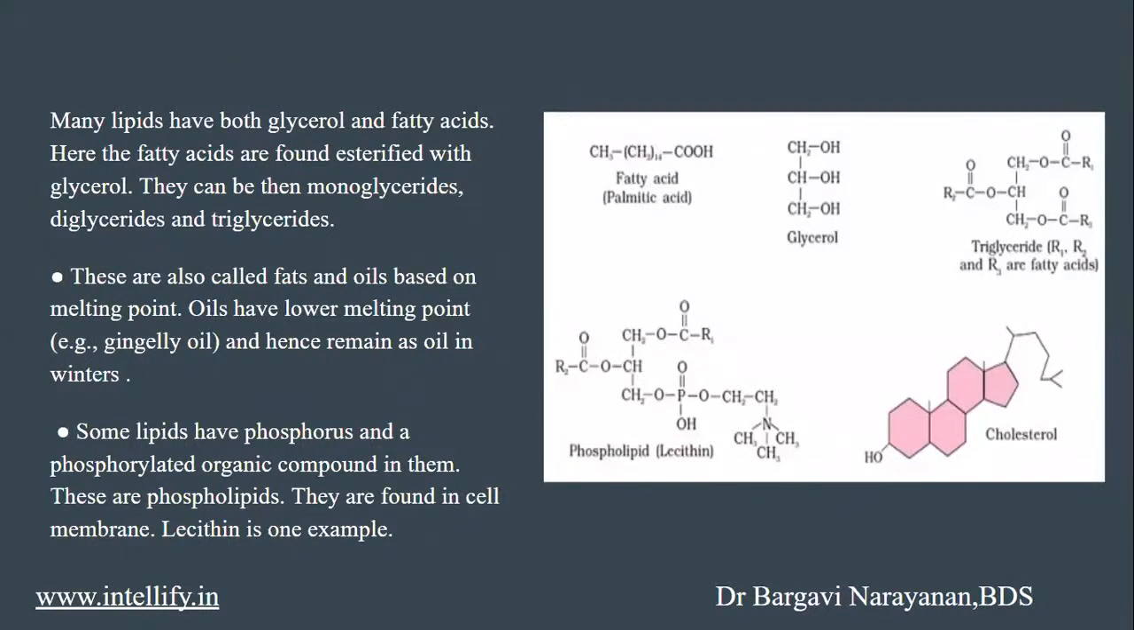Now, how do you differentiate between fats and oil? Basically, we can say oil has a lower melting point and it remains oil even in winter, and fats are these esterified glycerols. Okay, the next one is that sometimes these lipids have phosphorus also, which is attached to them. Now they are called phospholipids. An example of these phospholipids is lecithin, which is found in the cell membrane. You can see the structure over here, where this is a lipid along with which a phosphate is attached, and hence it is called a phospholipid.